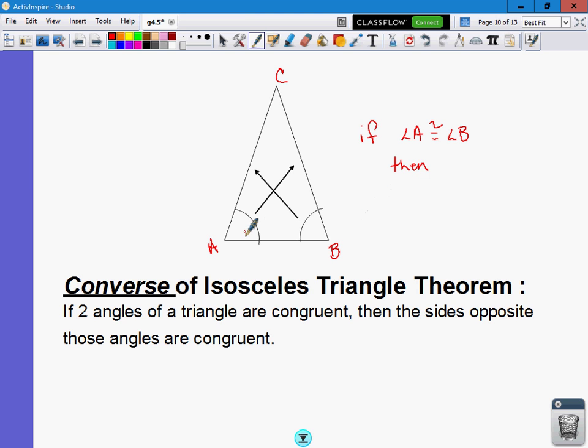Well, what's the side opposite of A? The side opposite of A. CB or BC. What's the side opposite angle B? So if I know that these two angles are congruent, then the sides that are opposite those angles also have to be congruent. Everybody okay with the converse?